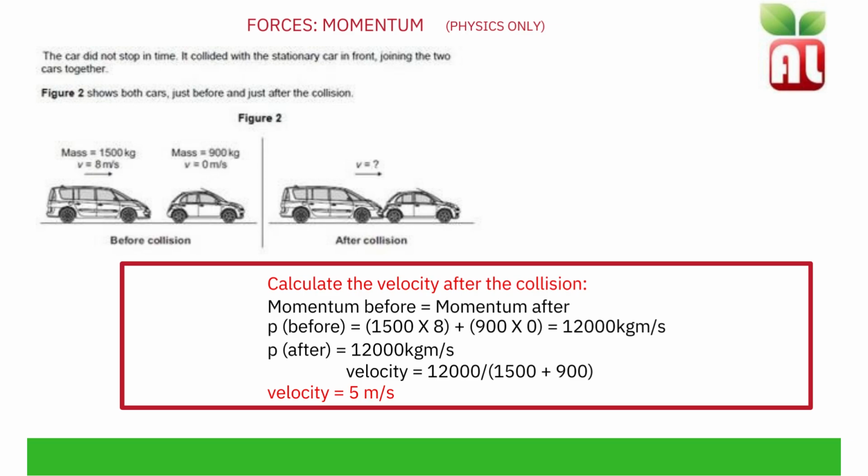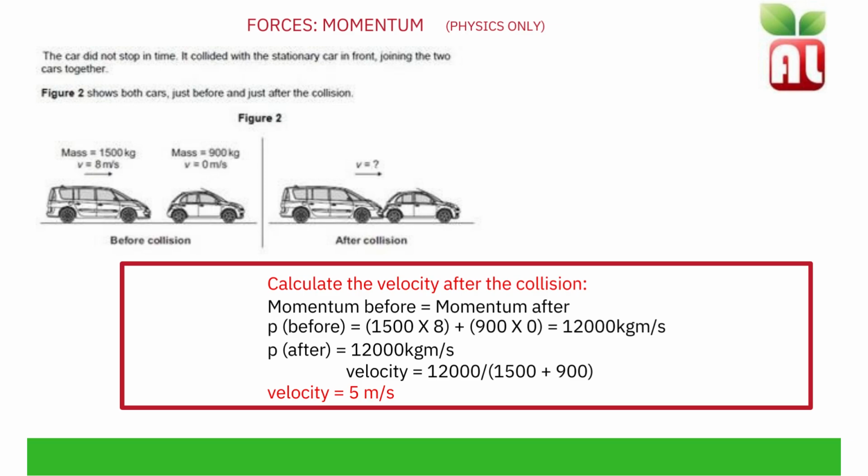Before a collision, a car has a mass of 1500 kilograms and is travelling with a velocity of 8 meters per second. The second car is stationary. Its velocity is 0 meters per second and has a mass of 900 kilograms. Calculate the total velocity that the cars are moving after the collision.